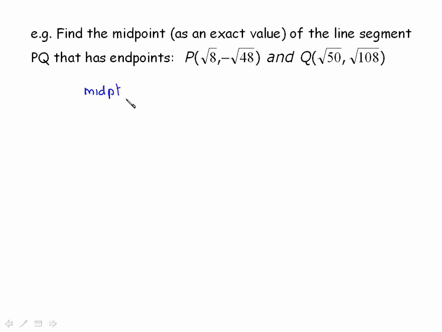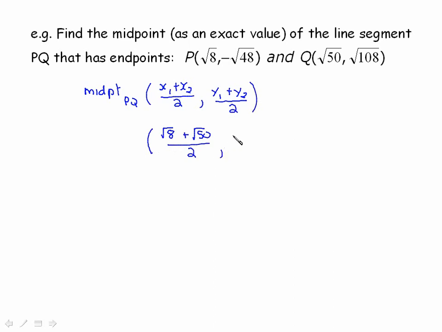is return to that formula. So the midpoint of PQ would be x1 plus x2 divided by 2, and then y1 plus y2 divided by 2. Sub in everything. Again, it doesn't matter which one you call x1. I'll call that square root 8 plus square root 50, divided by 2. And then y1 plus y2 is negative root 48 plus root 108, all divided by 2.